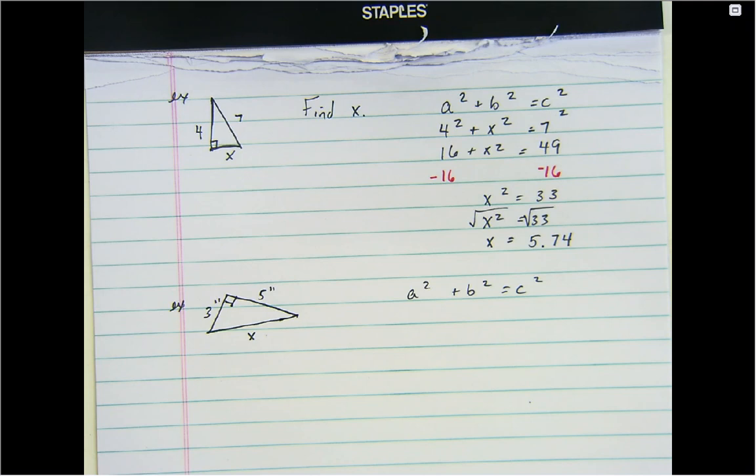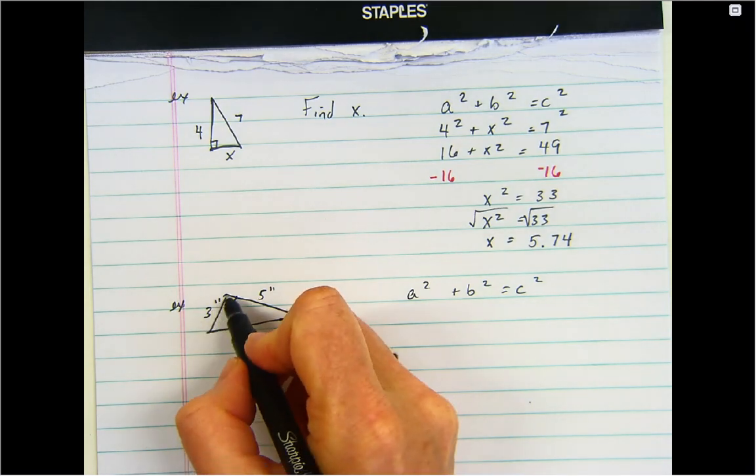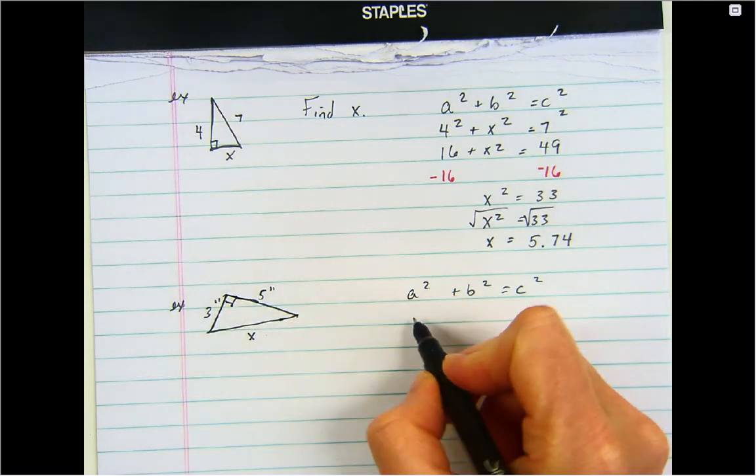What is the c on this one? 3, 4, 3, 5, or x? X, good. Okay, so the 3 and the 5 make up the right corner, so they're the a and the b.